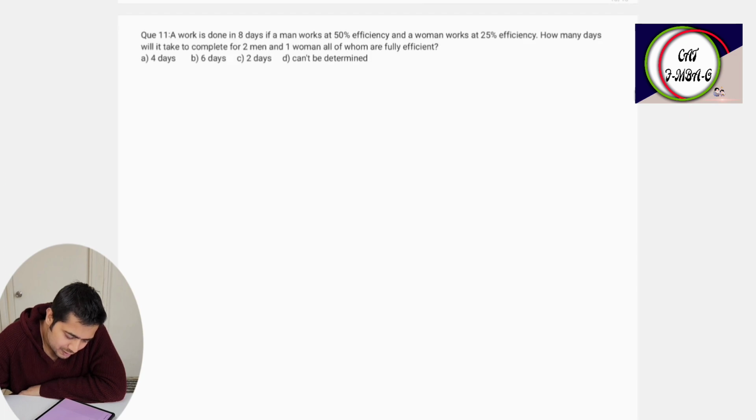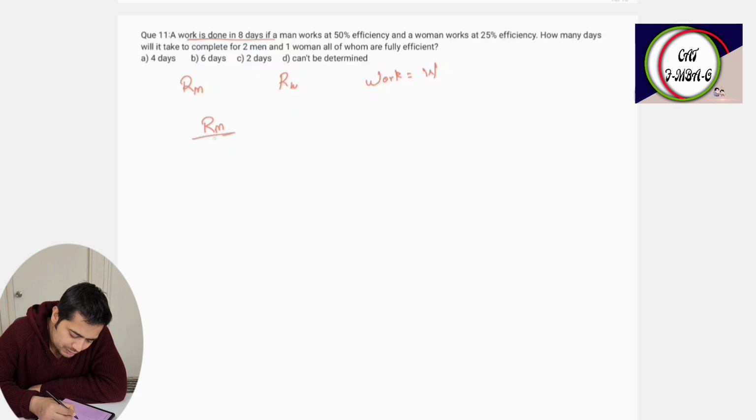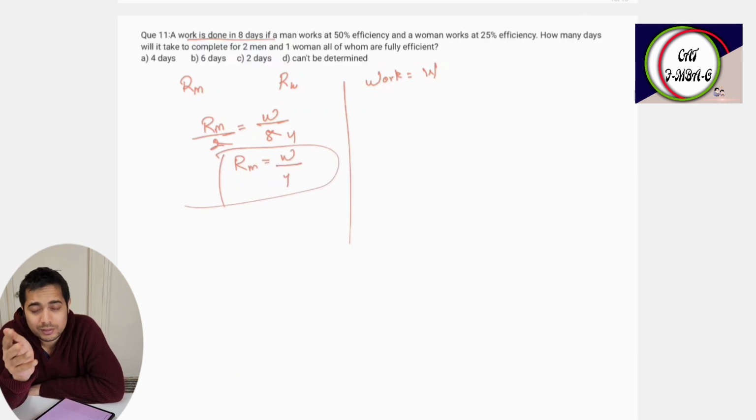A work is done in 8 days if a man works at 50% efficiency. Let the rate of man be RM and the rate of woman be RW. Let work be W. Work is done in 8 days if a man works at 50% efficiency, so that is W by 8. Rate of man is W by 4. Till now, if you are not able to get this, I would suggest you go back to the previous questions and watch them again. Now we are solving a bit fast.